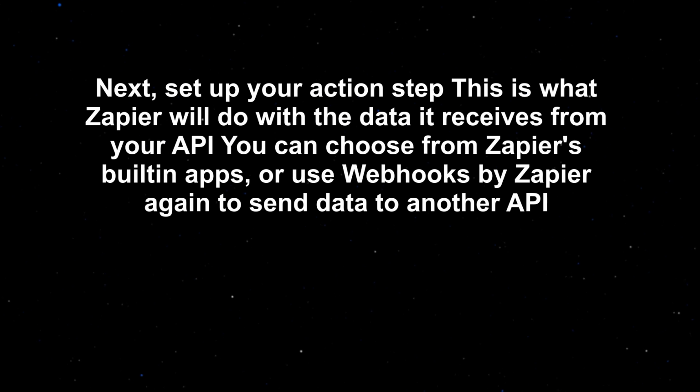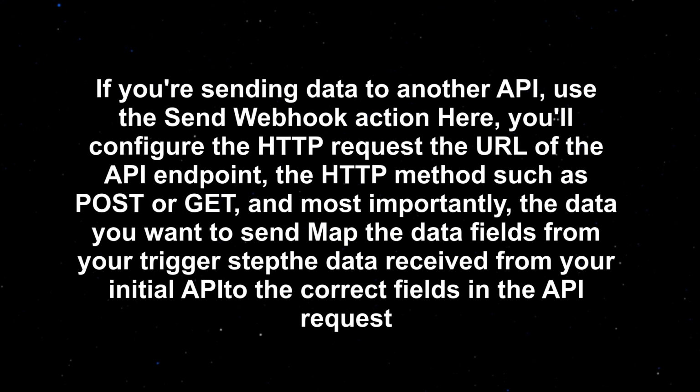Next, set up your action step. This is what Zapier will do with the data it receives from your API. You can choose from Zapier's built-in apps or use Webhooks by Zapier again to send data to another API. If you're sending data to another API, use the Send Webhook action here.